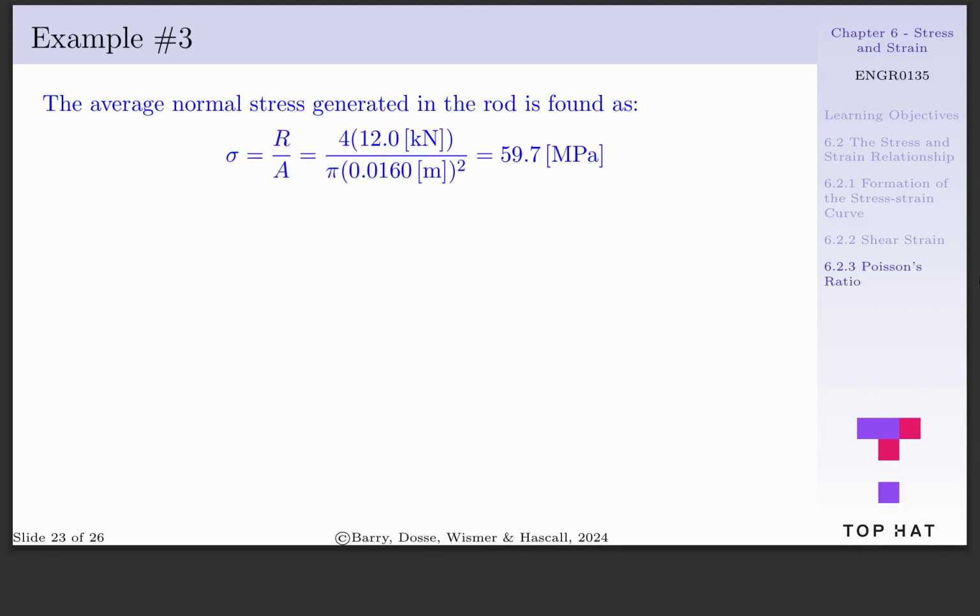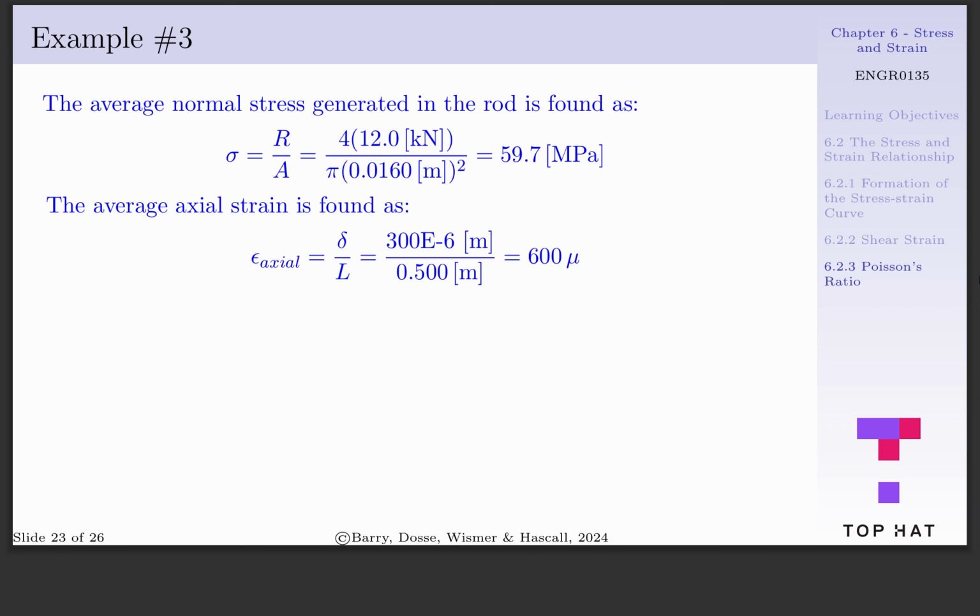First, we'll calculate the average normal stress, which is equal to the internal reactionary force per cross-sectional area. In this case, we have 4 times 12 kilonewtons per pi times the diameter, which is equal to 0.016 meters, squared per 4, and we get the average normal stress is 59.7 megapascals.